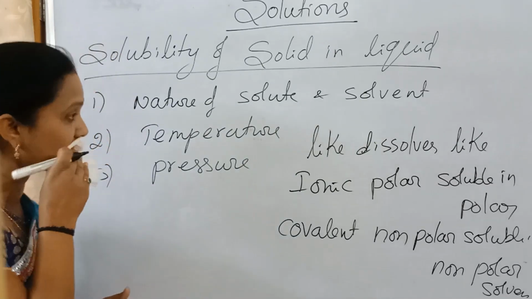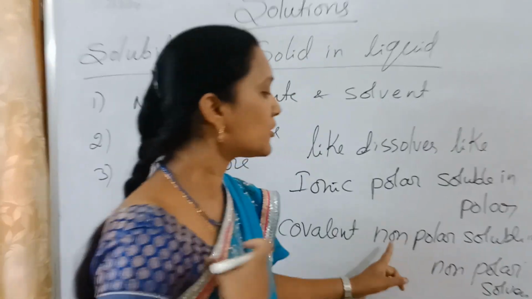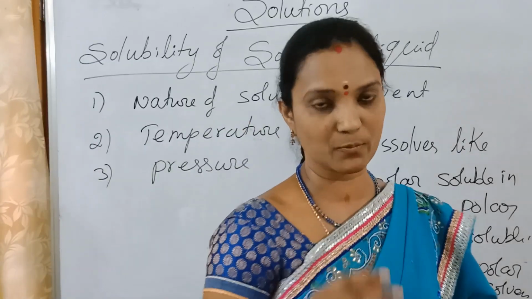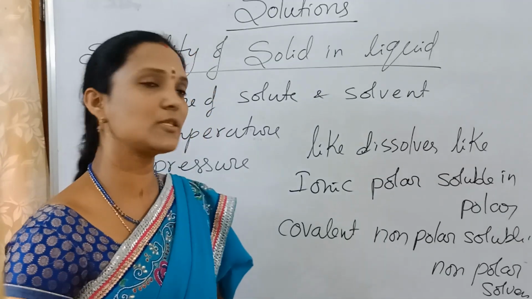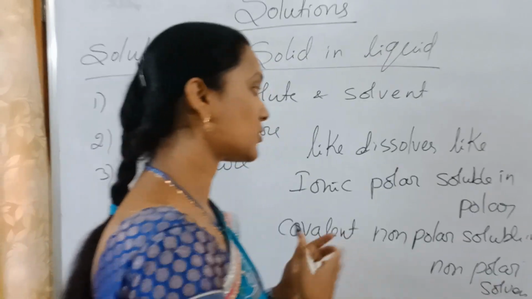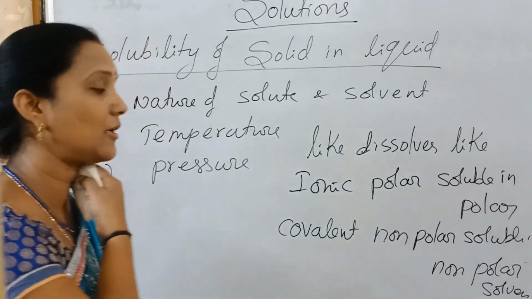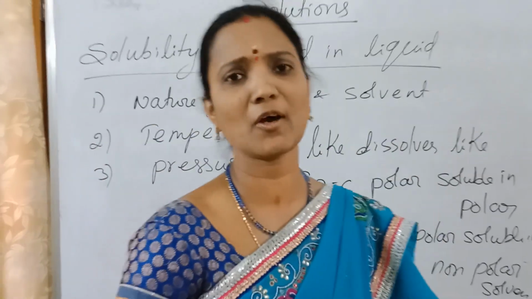So like dissolves like. What is the meaning of this? Polar is soluble in polar, non-polar is soluble in non-polar. So ionic compounds are soluble in polar solvents and covalent compounds are soluble in non-polar solvents. So it depends on nature of solute and also nature of solvent. The given solute is polar or non-polar and the given solvent is also polar or non-polar.